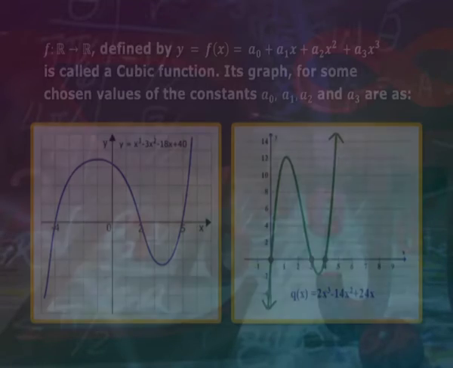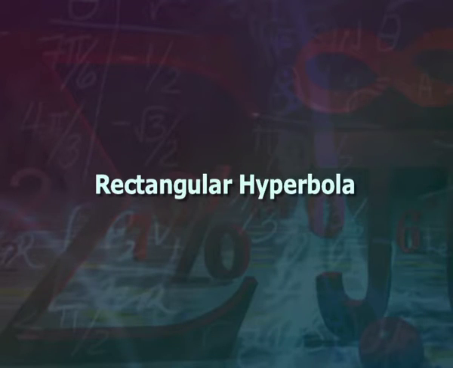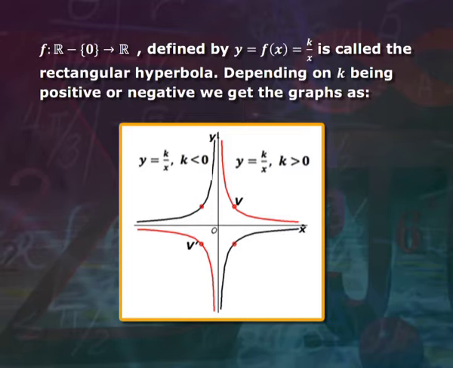Cubic function: f from R to R defined by y = f(x) = a0 + a1 x + a2 x square + a3 x cube is called a cubic function. Its graph for some chosen values of the constants a0, a1, a2 and a3 are as shown. Rectangular hyperbola: f from R minus 0 to R defined by y = f(x) = k/x is called the rectangular hyperbola. Depending on k being positive or negative, we get the graphs as shown.